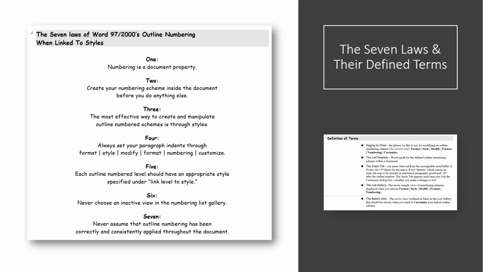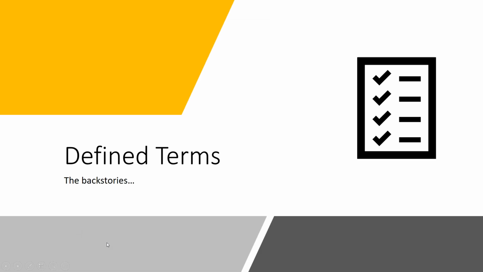6, that you should never choose an inactive view in the numbering list gallery. And 7, you should never assume that outline numbering has been correctly or consistently applied throughout the document. And I think you can already pick out some of the ones that have survived to this day. And we will give you that sort of markup here in a bit.